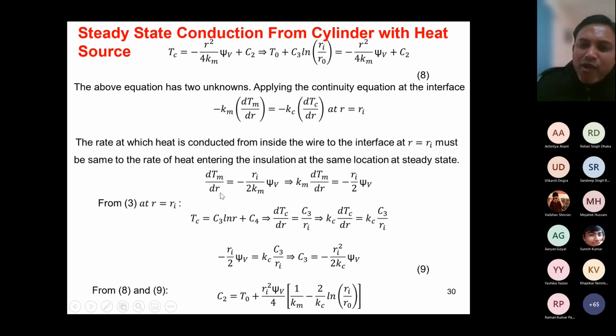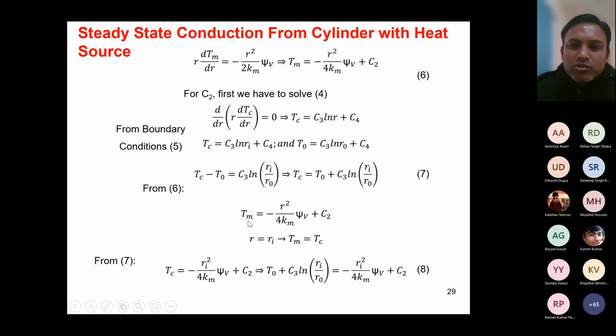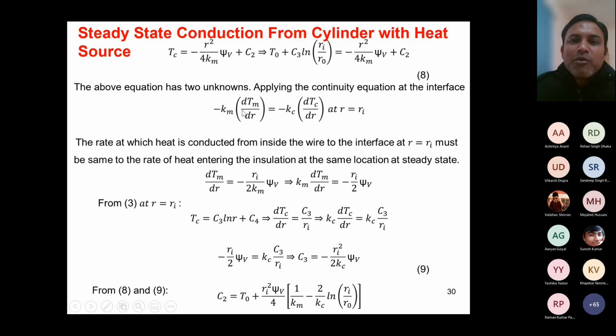Now dTm by dr we already know. This is the Tm, we can differentiate this. dTm by dr we got directly here: dTm by dr is going to be R by 2 Km psi V. And if we multiply that by Km, what we get is minus Ri by 2 psi V. That's what we are going to get for Km dTm by dr.